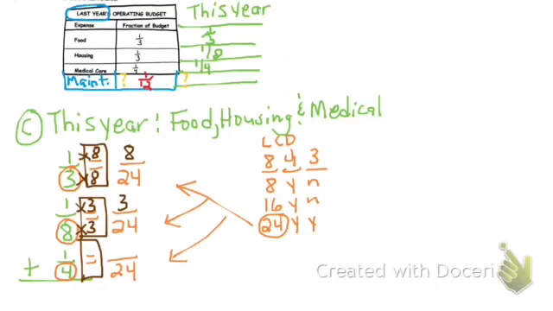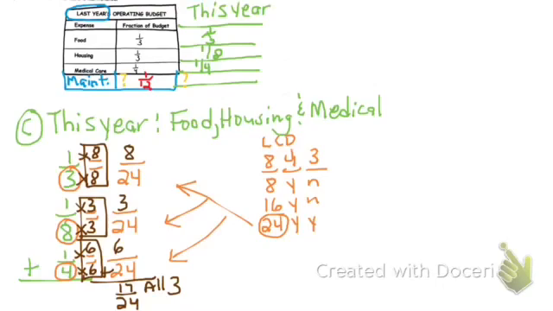Bottom fraction, 1/4. What do I do with a 4 to turn it into 24? Well, 4 times 6 equals 24. Whatever I do on the bottom, I must do on the top. 1 times 6 equals 6. So let's go ahead and add these together now. 8 plus 3 is 11, and 11 plus 6 equals 17. Denominator stays the same, so I have 17/24 when I add together food, housing, and medical.